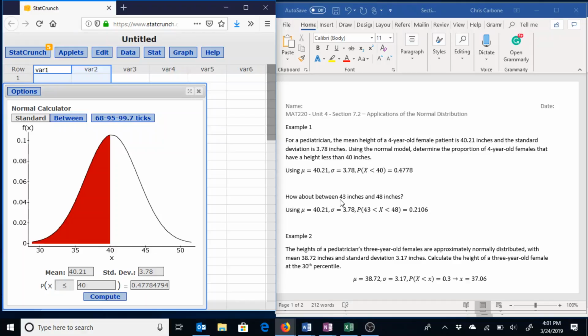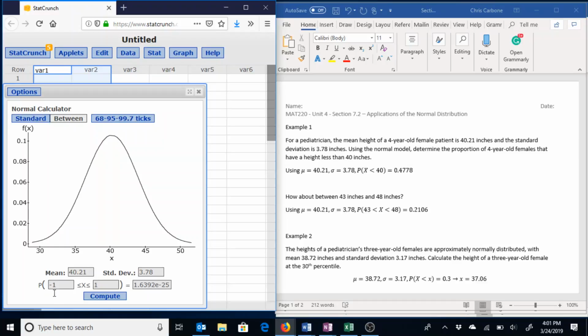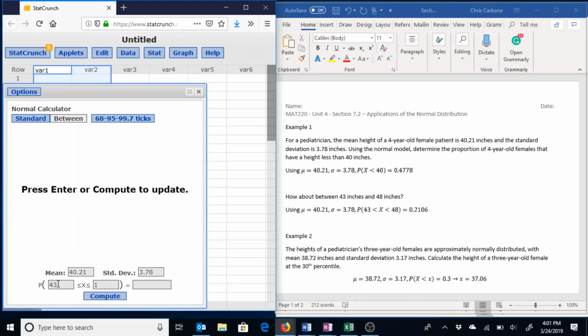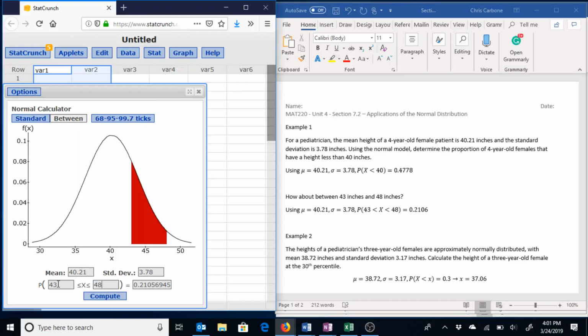Now, for between 43 and 48, again using this between button, we could put 43 here and 48. That probability was 0.2106.